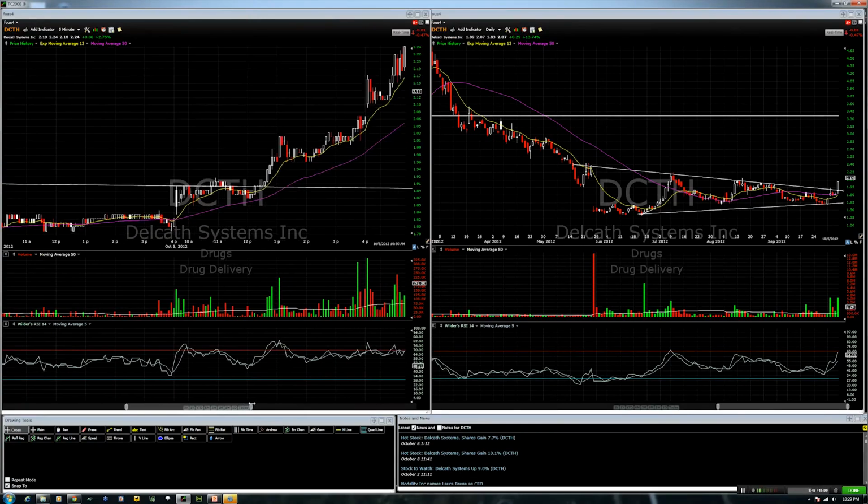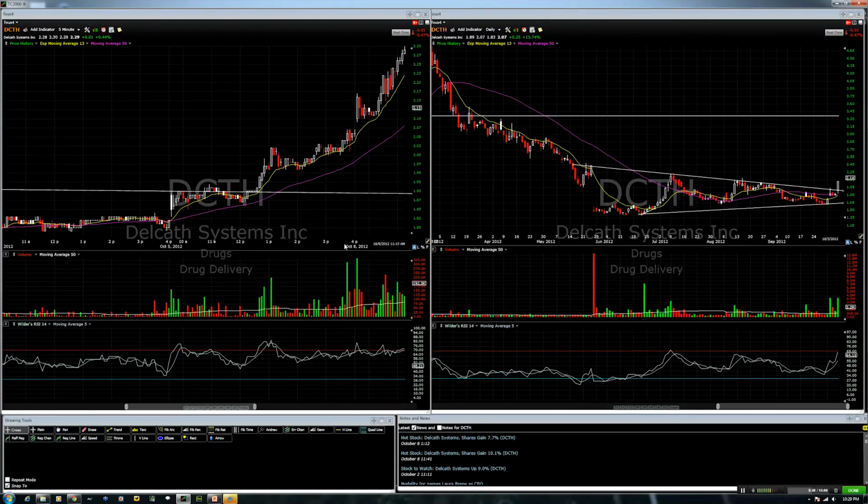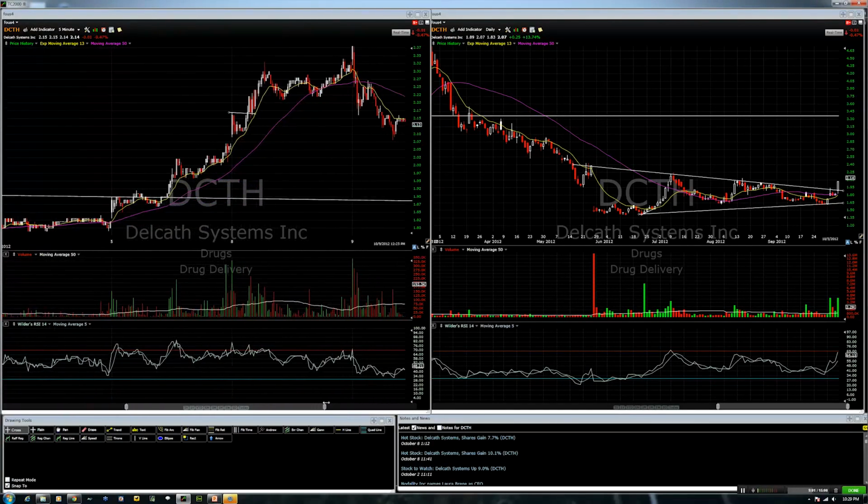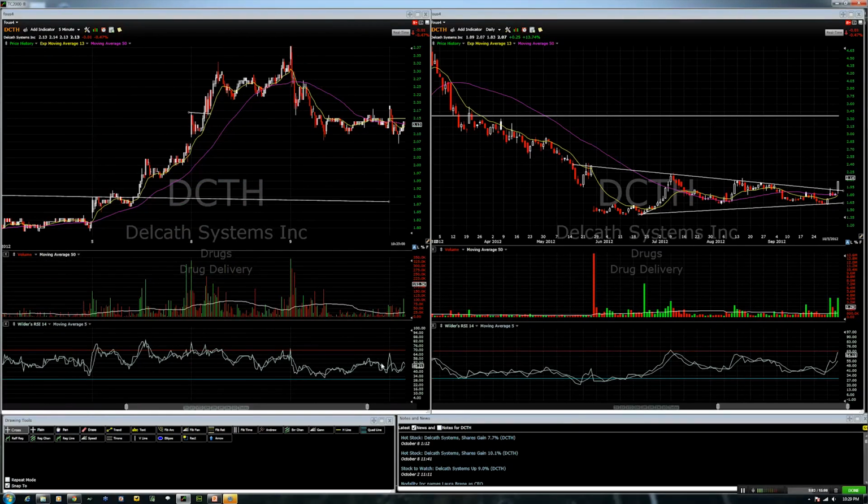But as you can see here, DCTH, the second day actually had a secondary F pattern breakout. It had momentum right out of the gates in the morning, hit that 13 EMA on the 5-minute scale, then ripped again, and then peaked out again the next day and kind of gapped down.